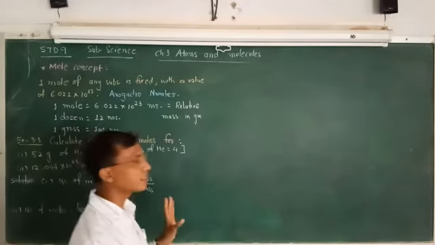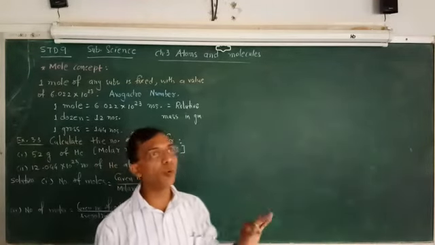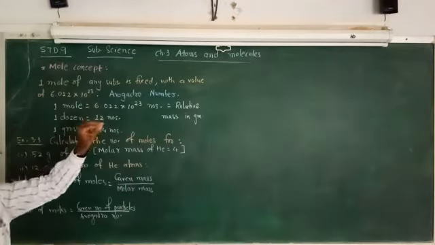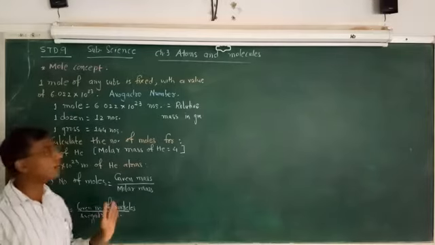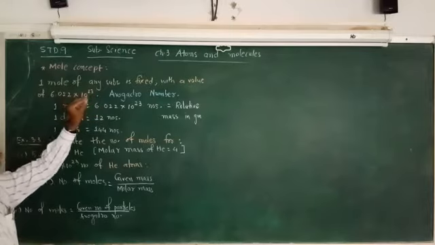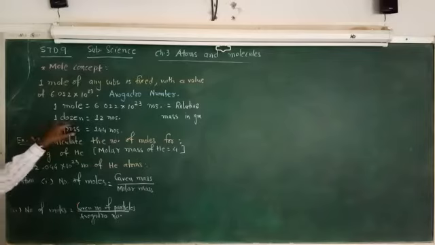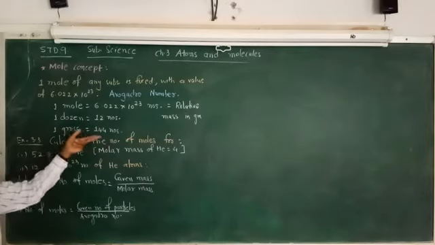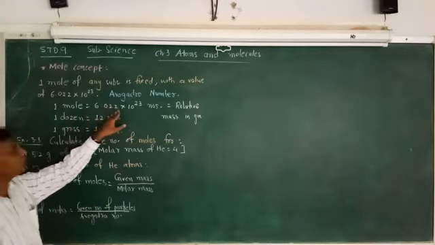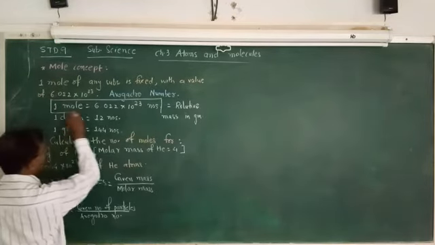A short question will be asked in the exam: write the value of Avogadro's number. What is Avogadro's number? The answer will be 6.022 × 10^23 particles or numbers. So 1 mole is equal to 6.022 × 10^23 numbers. This is the relative mass in gram. Like there is 1 dozen, 12 numbers, as you are familiar, 1 gross equal to 144 numbers, like that 1 mole equal to 6.022 × 10^23 numbers.